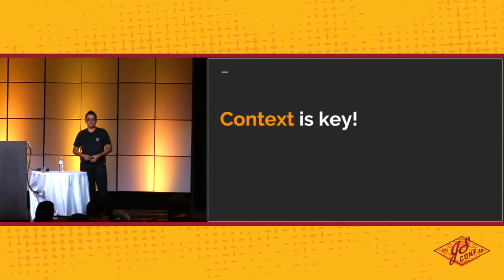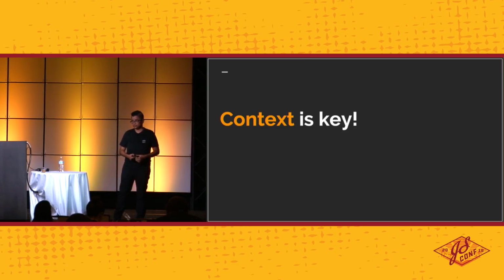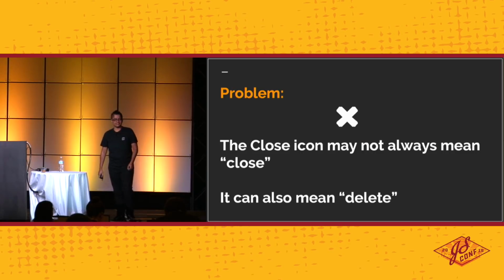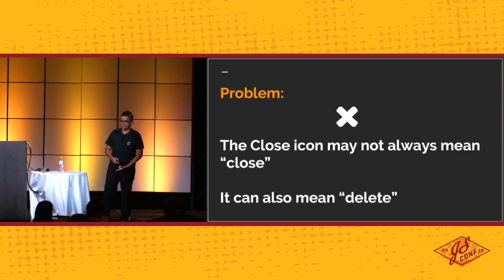Context is key. Context is super, super important, no matter what you're doing, where you are, especially so in accessibility. Take a look at this icon over here. It's a common enough icon, it's a cross. Sometimes it means close, sometimes it means delete. You need to specify exactly what the purpose of that icon is in the context you're using it.